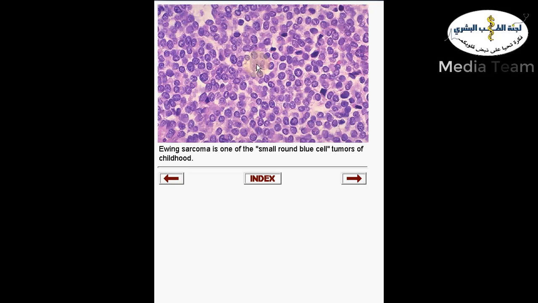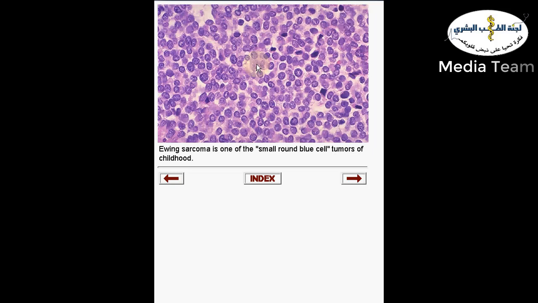And we have a group of tumors that look just like this tumor, including Ewing sarcoma. We have other tumors like, for example, embryonal rhabdomyosarcoma. It's one of the small round blue cell tumors. And we have in the kidney Wilms tumor, another example of small round blue cell tumor. But being in the bone, that's a good hint that this is actually an Ewing sarcoma.